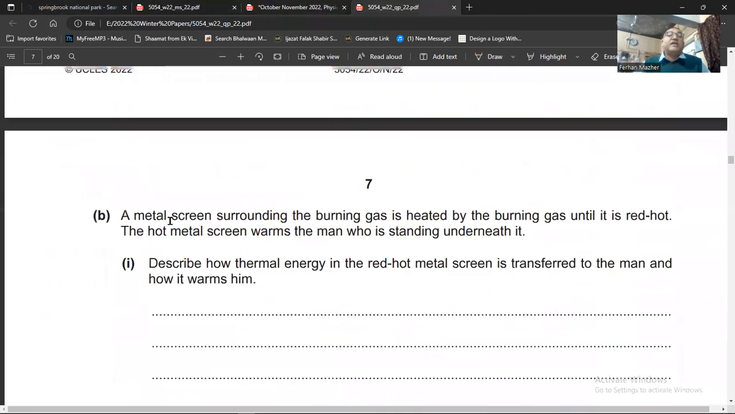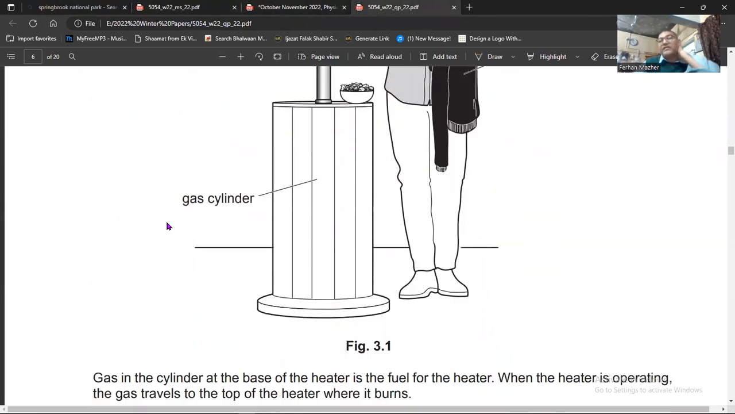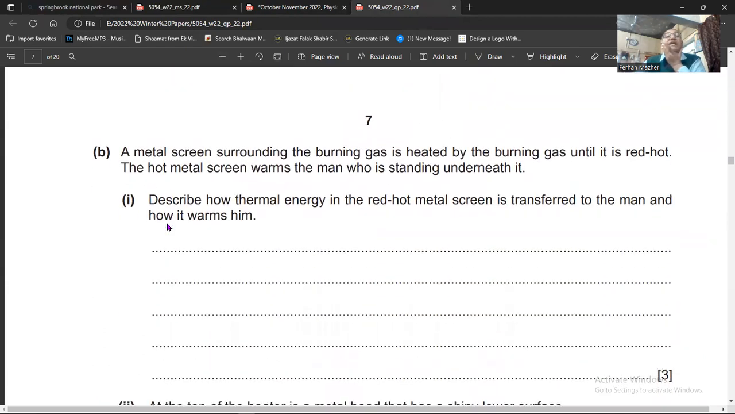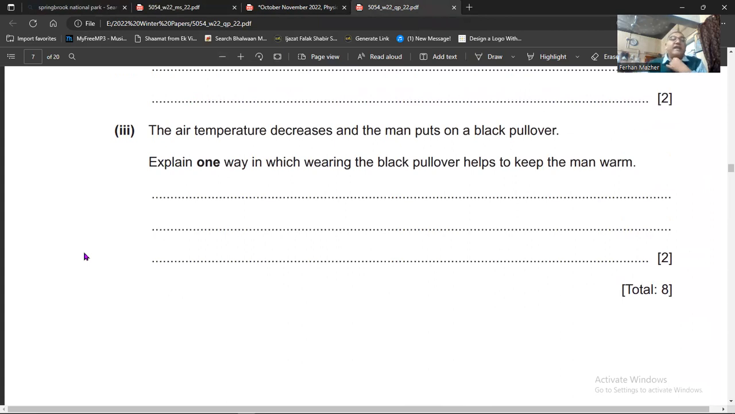Okay, question number 3, and we are on its B part, and we have done the second part. Now we are on the third part. The air temperature decreases, and the man puts on a black pullover. Explain one way in which wearing a black pullover helps to keep the man warm.